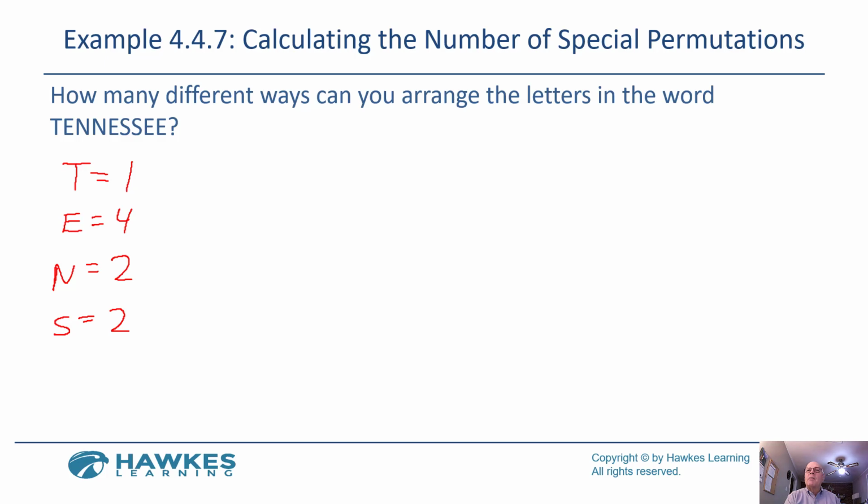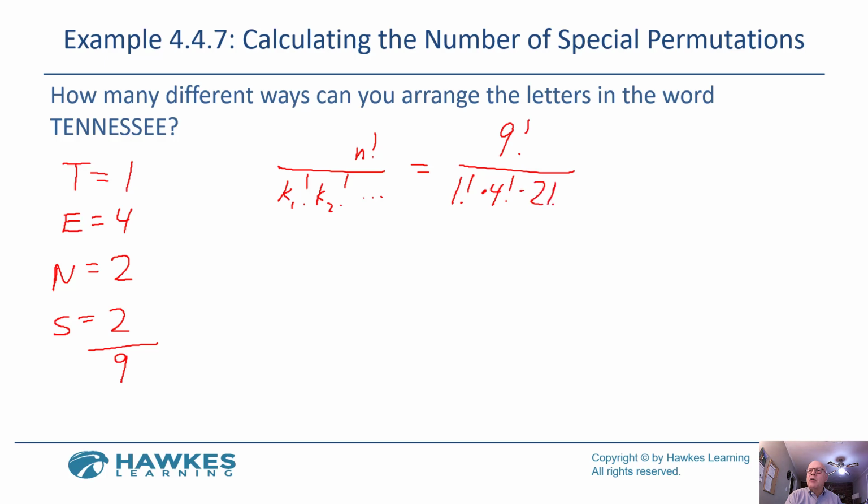Okay. So you want to know how many ways you can do that? Well, first of all, get the total. There's 9 letters in Tennessee. So if you want to know the number of ways, you need N over K1 factorial, K2 factorial, and so on. In this case, we've got 9 letters, and we're going to have 1 factorial times 4 factorial times 2 factorial times 2 factorial.